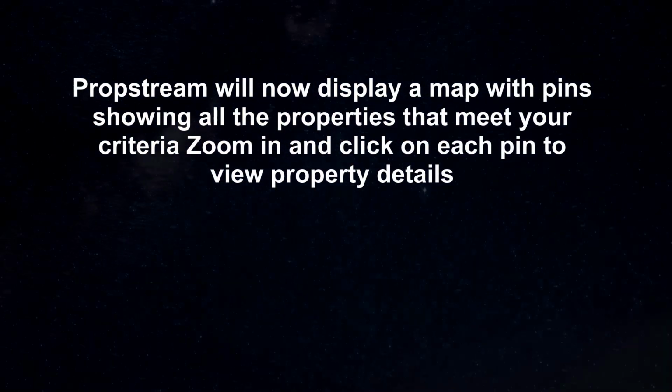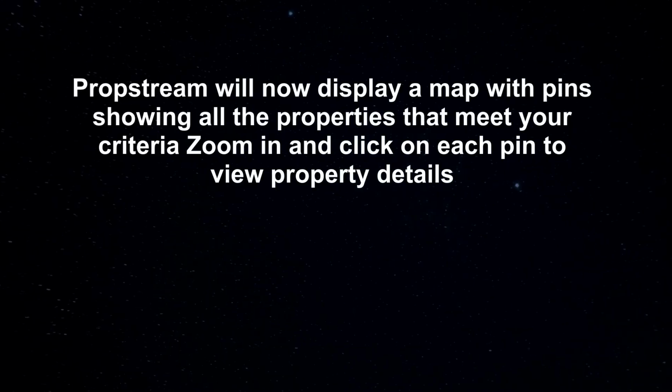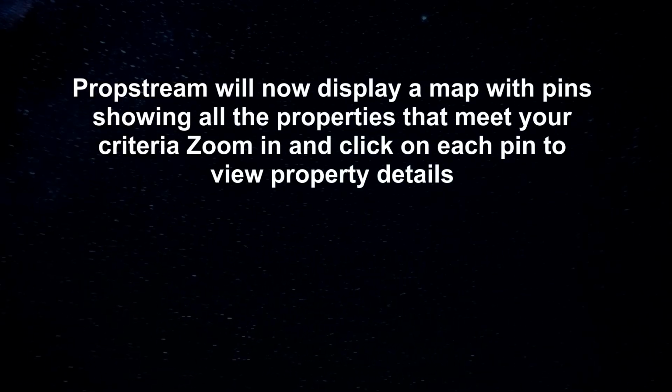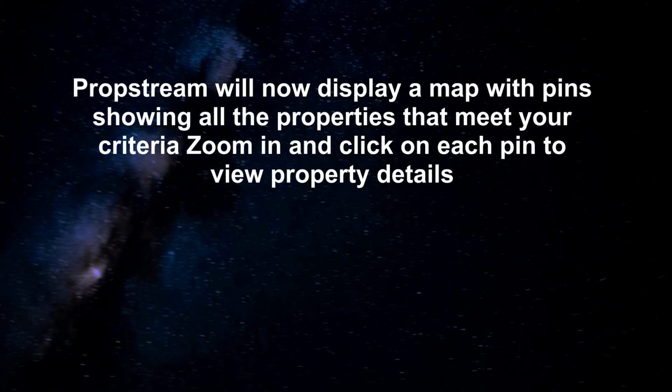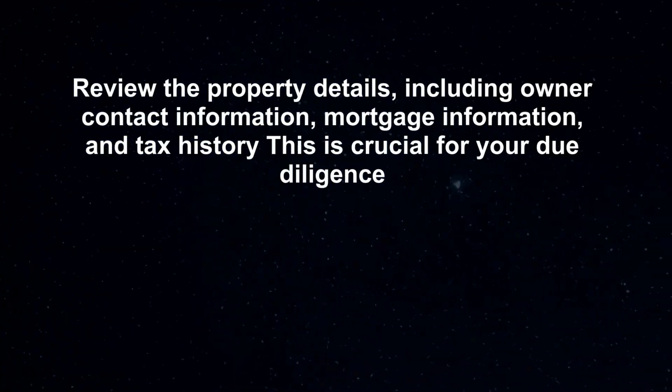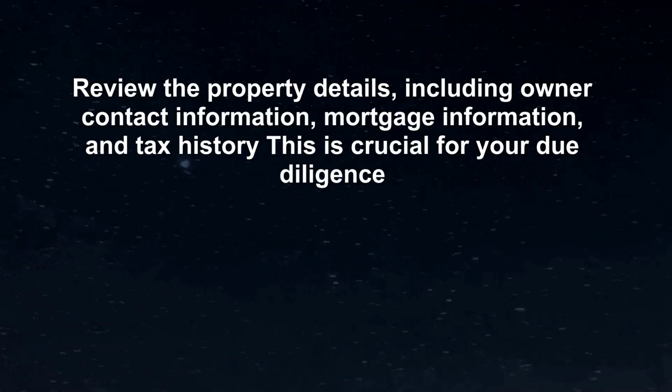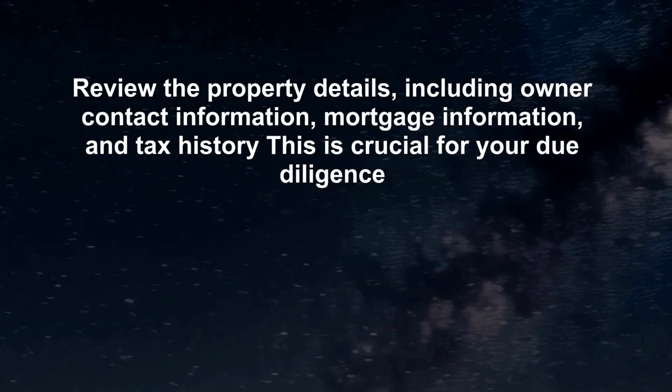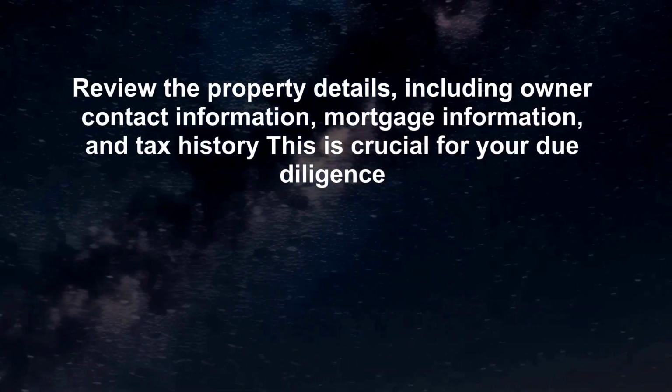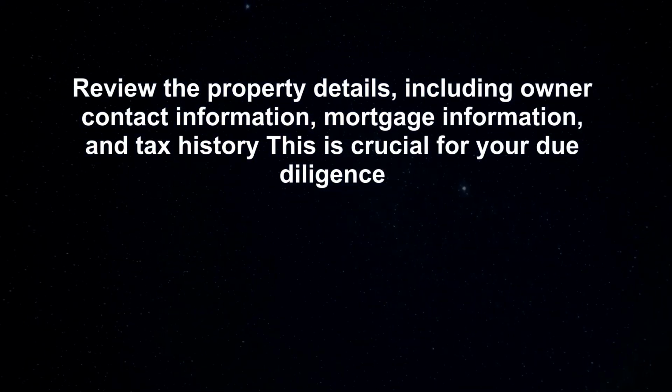PropStream will now display a map with pins showing all the properties that meet your criteria. Zoom in and click on each pin to view property details. Review the property details, including owner contact information, mortgage information, and tax history. This is crucial for your due diligence.